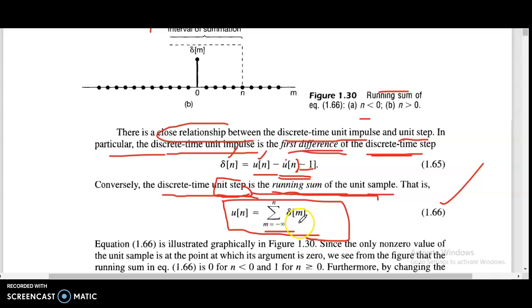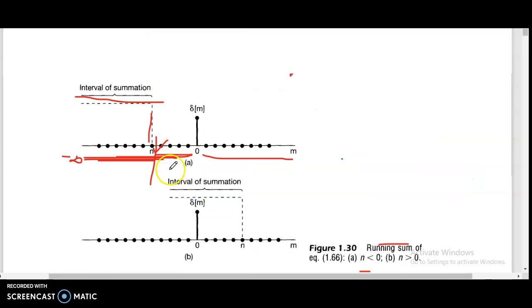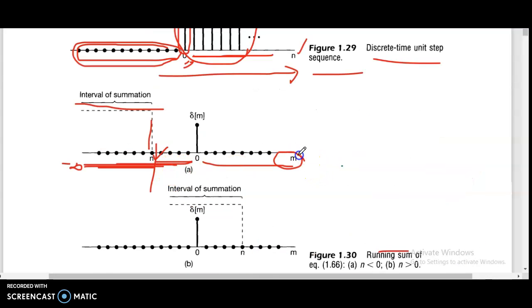How much impulse is coming from the delta of m? How much impulse is coming?